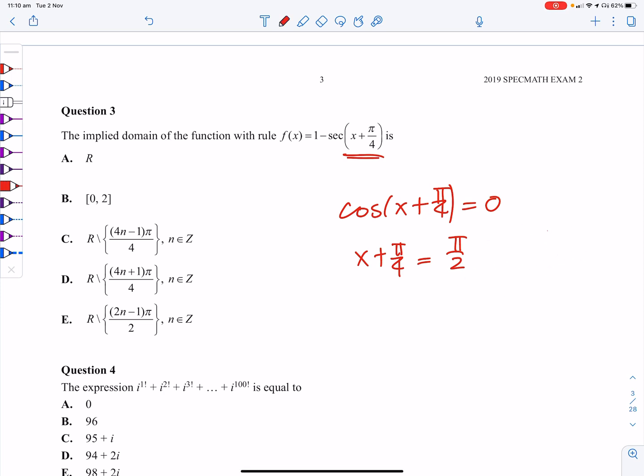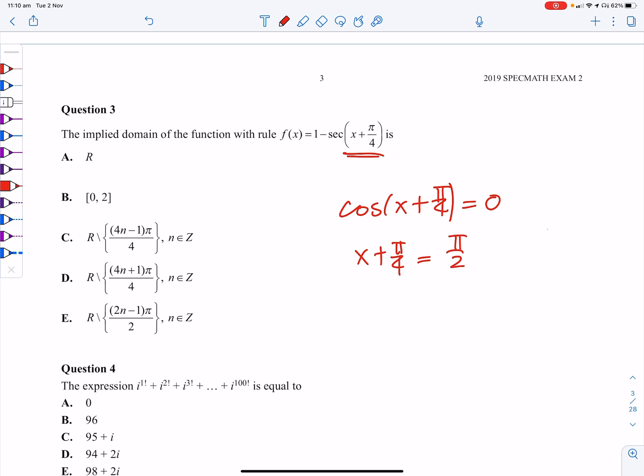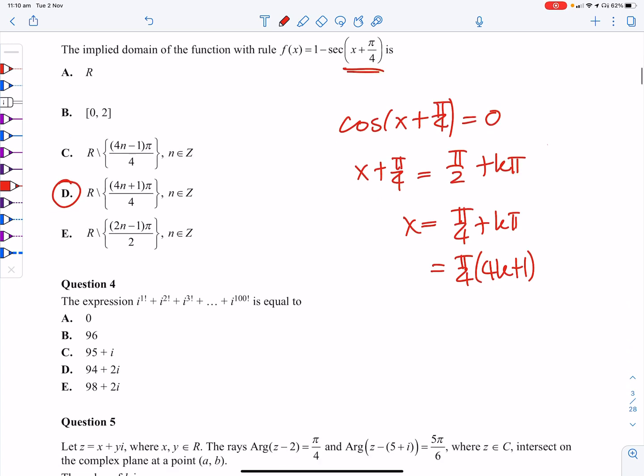If we want to get a general solution, we can say we get that solution plus k pi. If I bring the pi on 4 to the other side, we get x is equal to pi on 4 plus k pi. And we know if we take out pi on 4 as a common factor, we get 4k plus 1. n is an element of z. So it's going to be D. All real values except for the asymptotes.